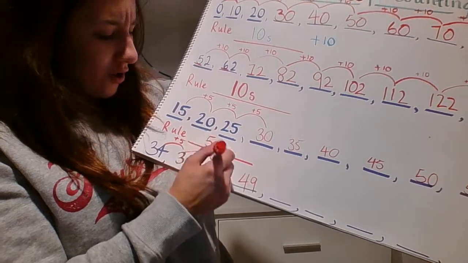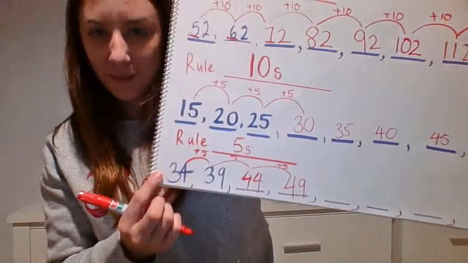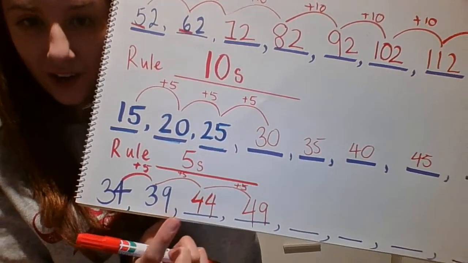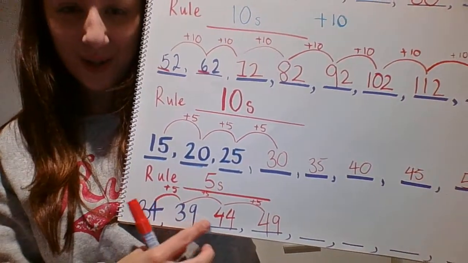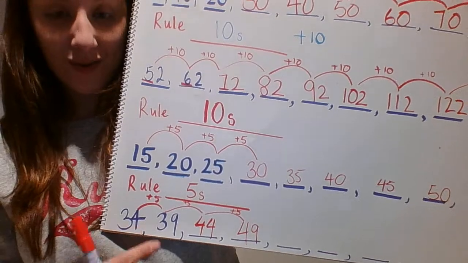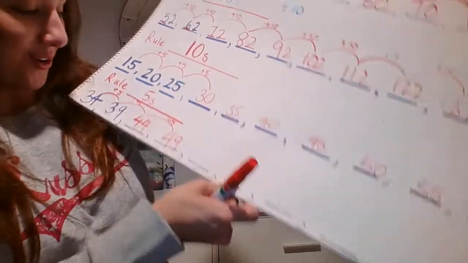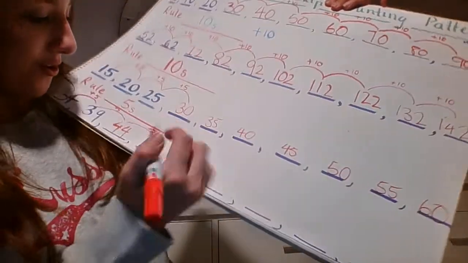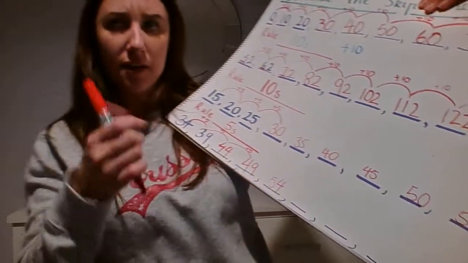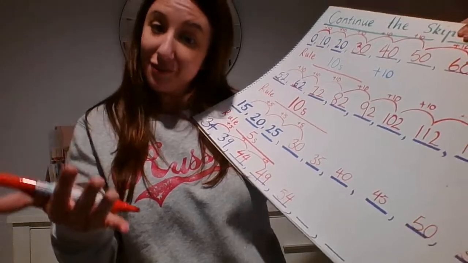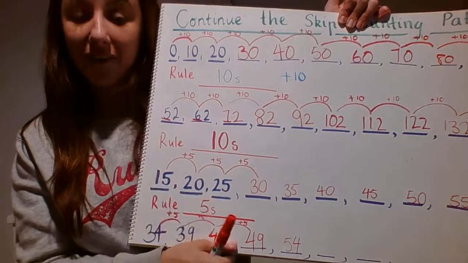I wonder if you have noticed any pattern here. Have a look at the numbers. 34, 39, 44, 49. Have a think about what you notice in the ones column. It goes 4, then 9, then 4, then 9. Okay. So now I can think about this pattern, and I now know the next number is going to be 54. 49, 50, 51, 52, 53, 54. Okay. And then my rule, of course, would be skip counting by 5s again.